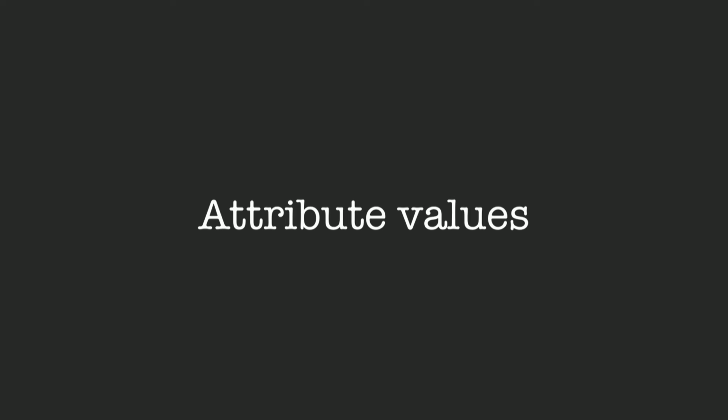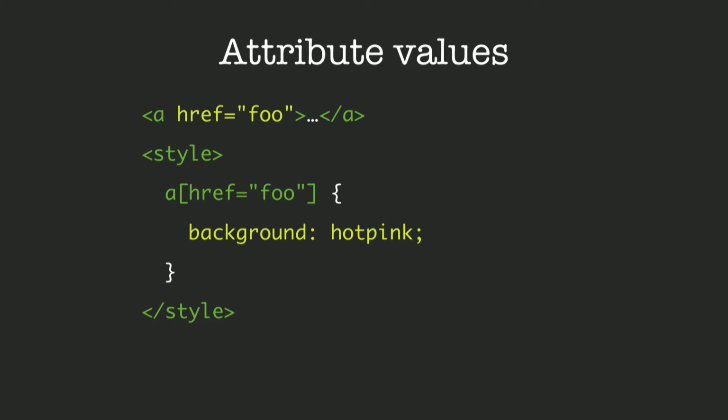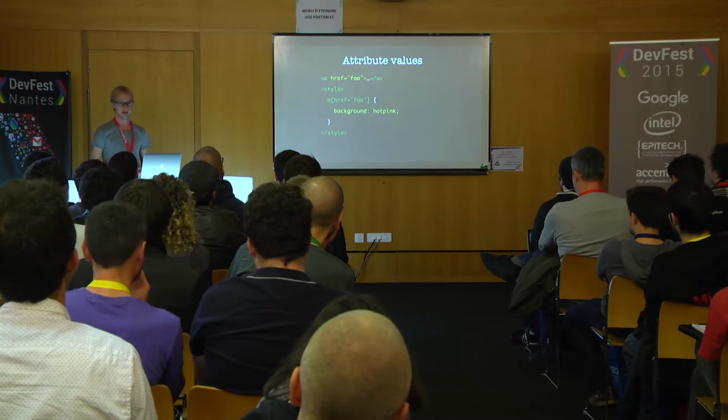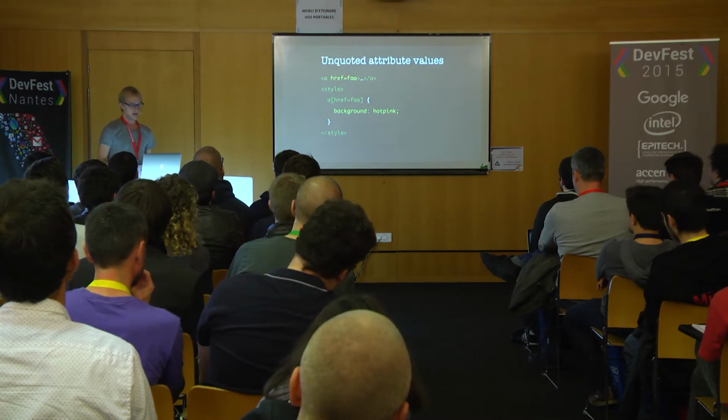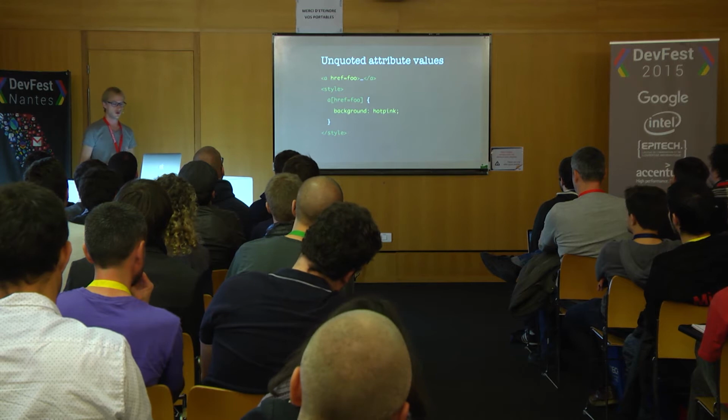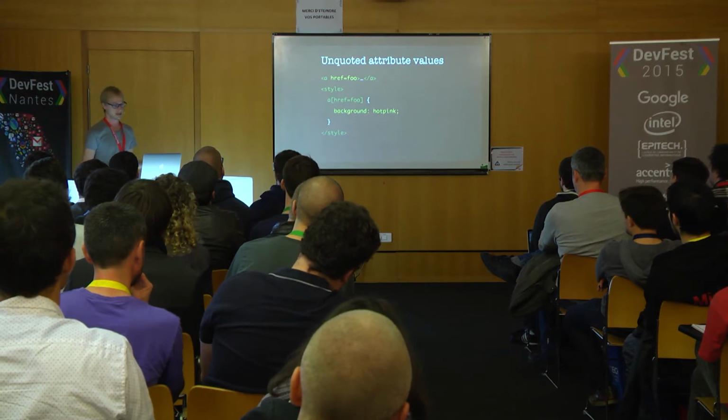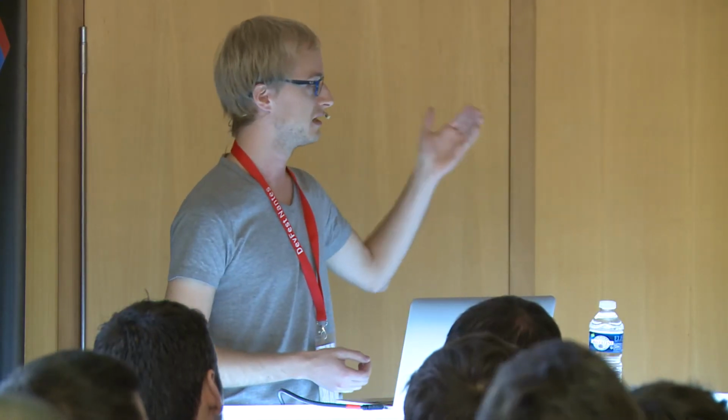Now let's take a closer look at attribute values in HTML and CSS. As I'm sure you know, in both HTML and CSS, you can use quotes around attribute values. So here we have an anchor element with an href of foo. And in the CSS style block, we then select that same element based on its attribute value, and then we give it a nice hot pink background. Now, in some cases, like in this example, you can just omit those quotes in HTML and in CSS, and everything still works. The HTML is still valid, the CSS is still valid, it just works. No problems there at all.